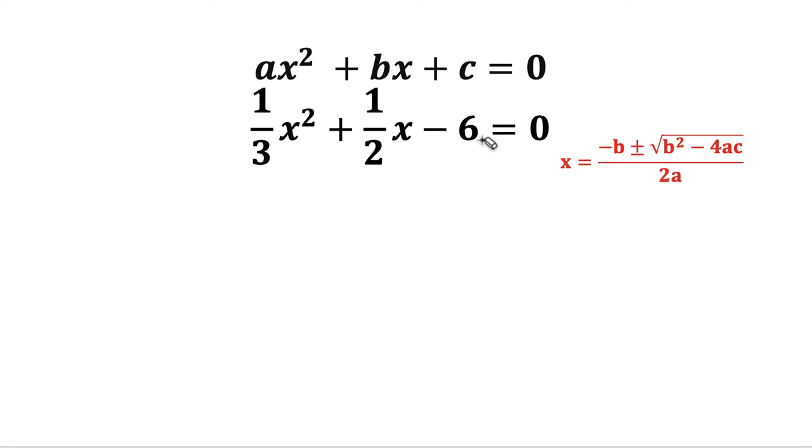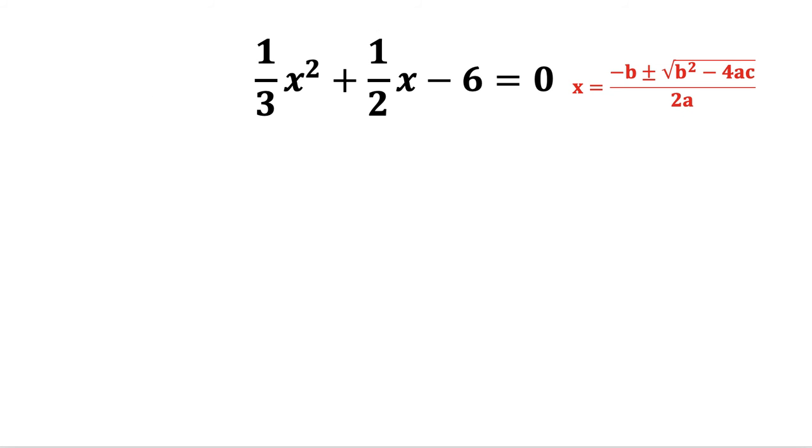Let's start with the second example, which is 1/3 x squared plus 1/2 x minus 6. We're still using the quadratic formula here, where a is 1/3, b is 1/2, c is negative 6. But I'm going to try to get rid of the fractions. So I multiply the left side and the right side by the common denominator of 3 and 2, which is 6.